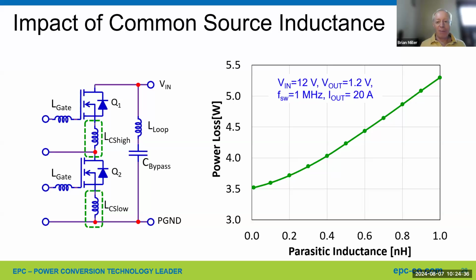So you could say, okay, common source inductance, does it make a big difference or a little difference? What are we talking about? Yes, it can make a bit of difference here. This is a board, maybe not a common board, but a board at 1 megahertz with low voltage. Here's the power loss in watts. Parasitic inductance, you can see down at 0, is like a baseline. As the parasitic inductance goes up, everything else being equal, you can see the power loss goes up also.